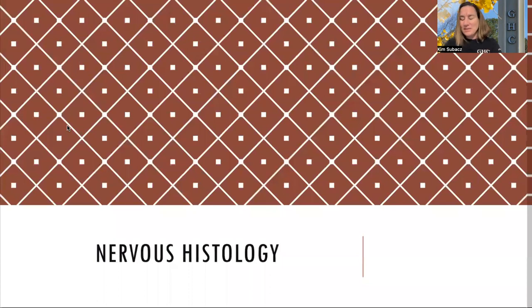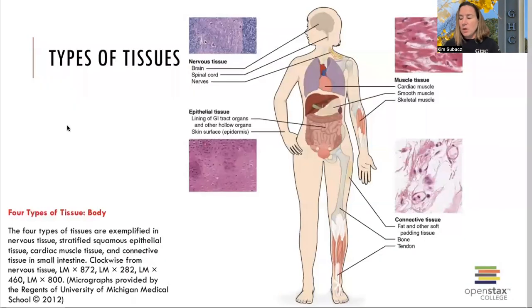Hey guys, so this is our last histology video. Remember, there were four tissue types that we have discussed so far. We talked about epithelial, and we talked about connective tissue, and last video was muscle, and this is our last but not least video on nervous tissue.